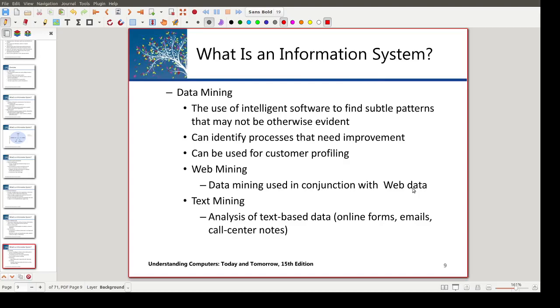Text mining is a very special case of data mining. It works on online forms. It works on emails. It works on call center notes. An example task in text mining is understanding the sentiment of the user of the product if he writes some review for you. Then you can analyze this text and do your data mining task, the text mining task, to find if he's happy and satisfied with your product or not.